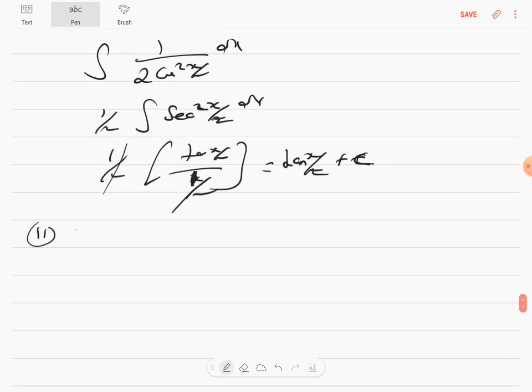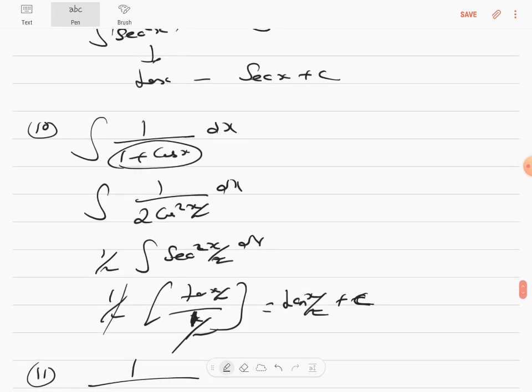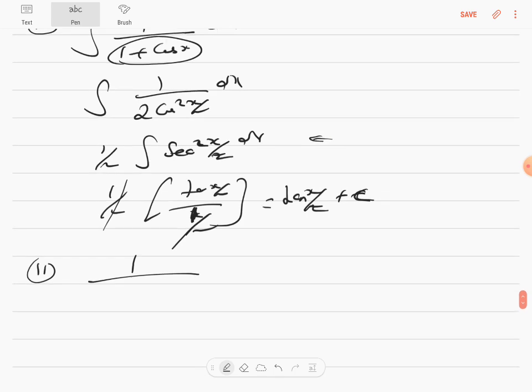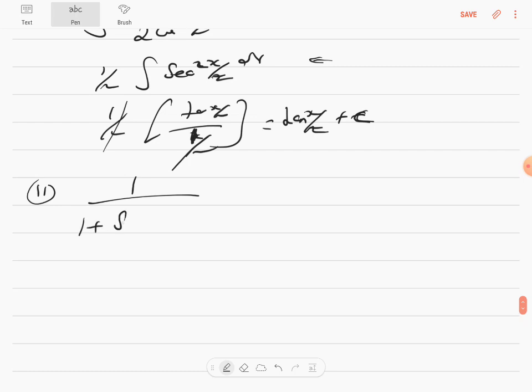So 11th sum. Supposing this is 1 by 1 minus cos x, we'll write it as 2 sin square x by 2, it will become cosecant square x by 2, it will become minus cot x by 2 by 1 by 2. 1 by 2 gets cancelled, minus cot x by 2 plus c, that's all. So what happens when it's 1 by 1 plus sin x plus cos x into dx?